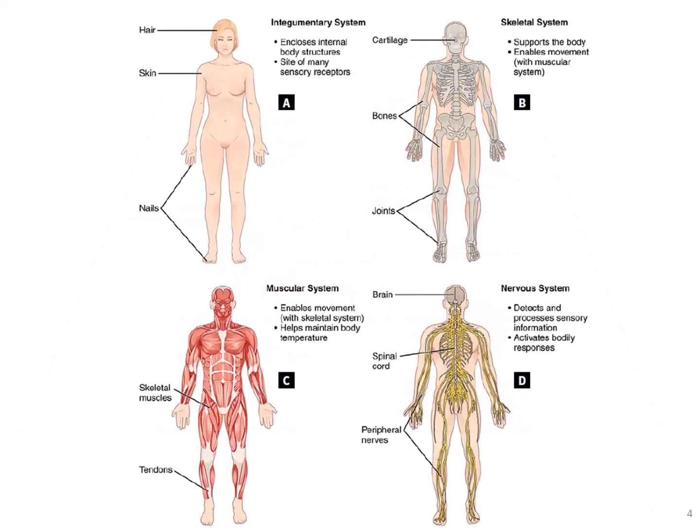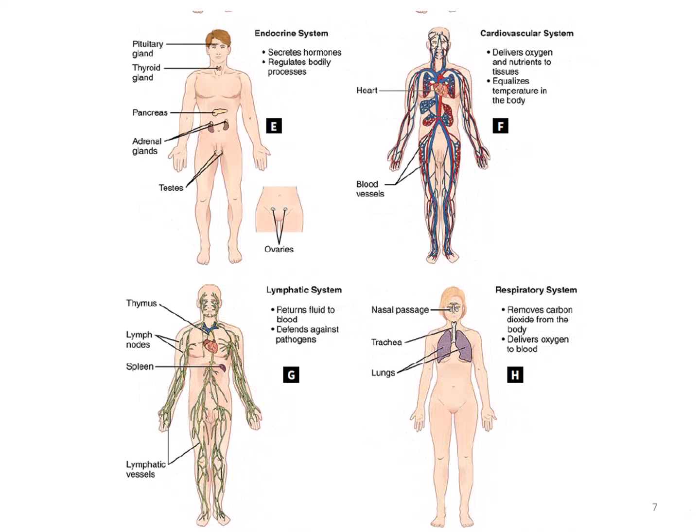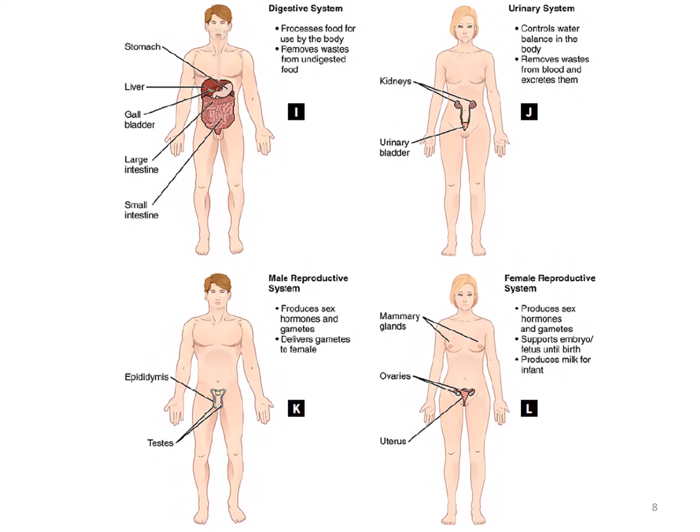There are a total of 11 systems that make up the human body. As we go through both A&P 1 and 2, you will learn about each of these systems. The next few slides provide a brief overview of each system. Take some time to review each system and its basic functions before moving on to part 2 of this chapter.